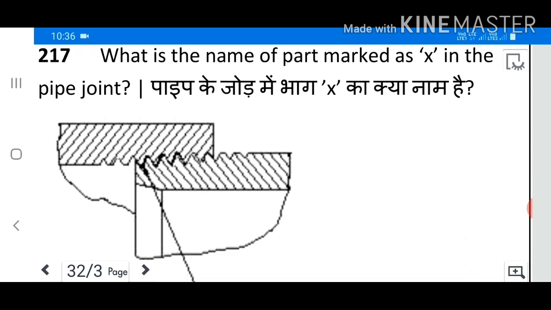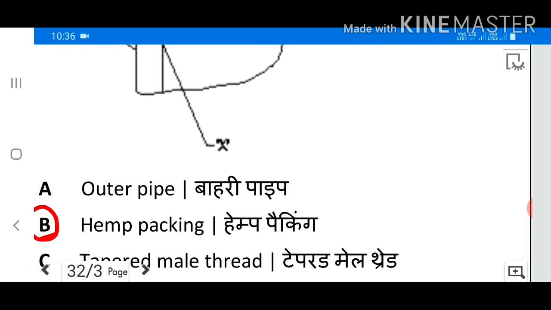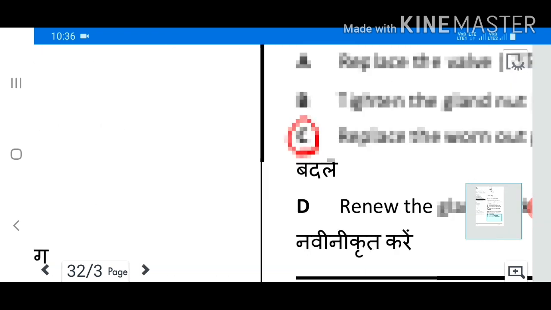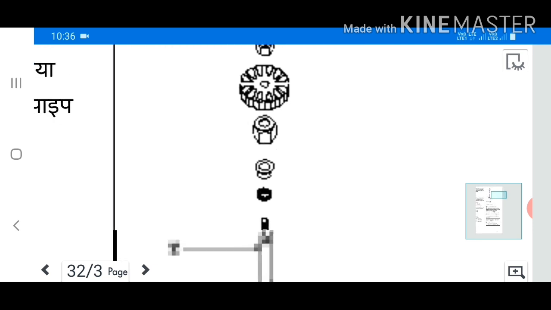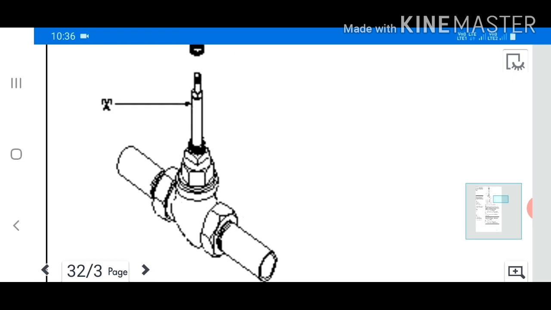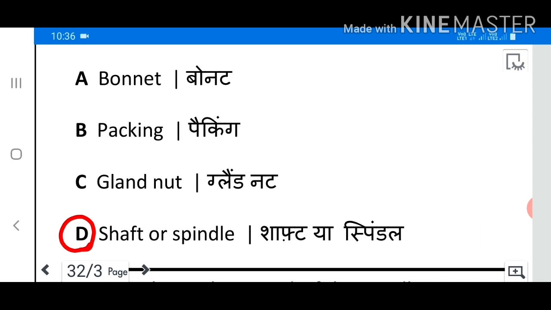217. What is the name of the part marked as X in the pipe joint? Answer hemp packing. 218. What is the name of the part marked as X? Answer shaft or spindle. D.